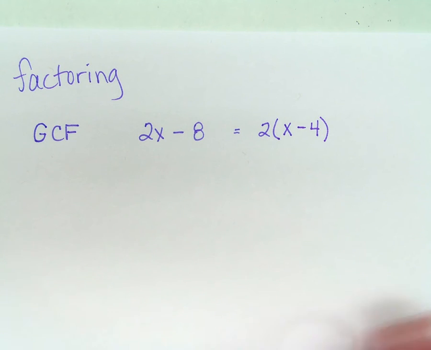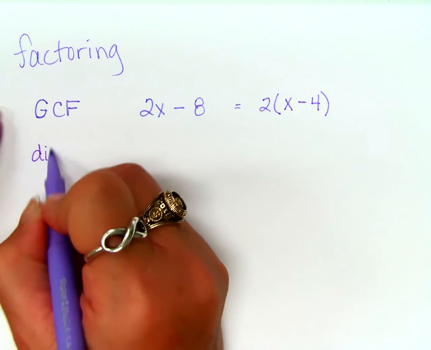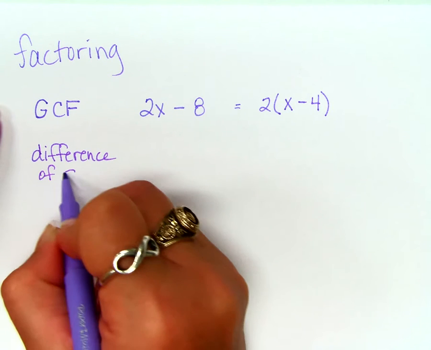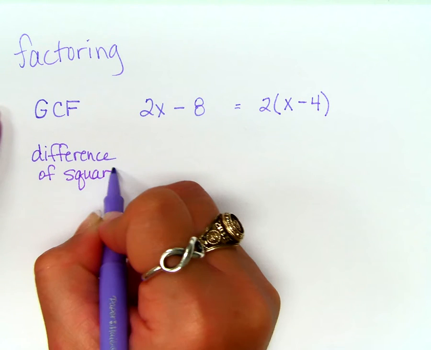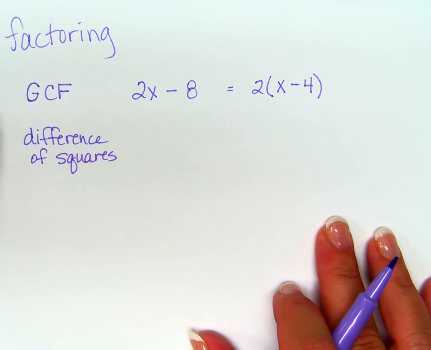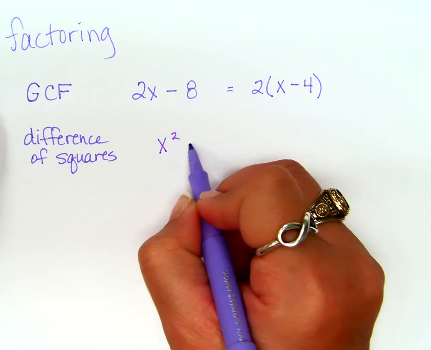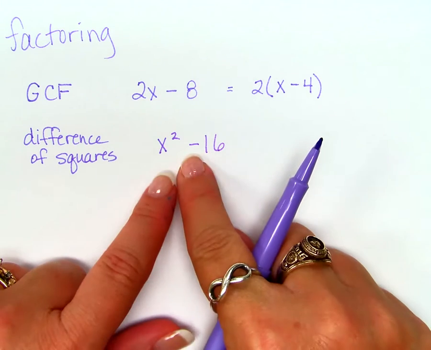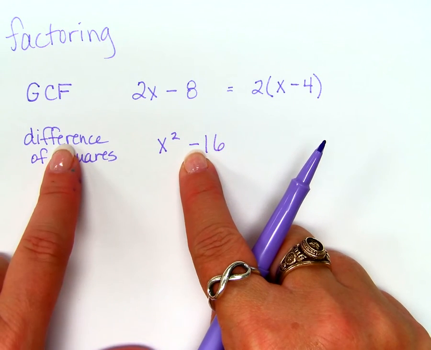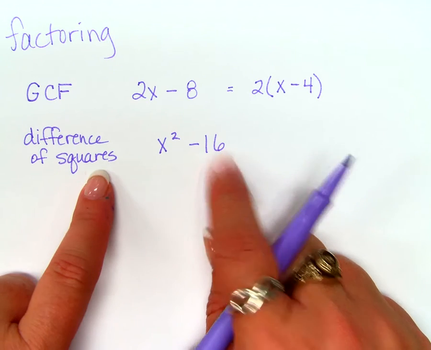You got that? Okay. The other kind of thing that I can do is called the difference of squares. And what did it look like if it was a difference of squares? Well, first of all, it was a binomial. It had a subtraction sign because of difference. And each one of these two numbers right here were squares.